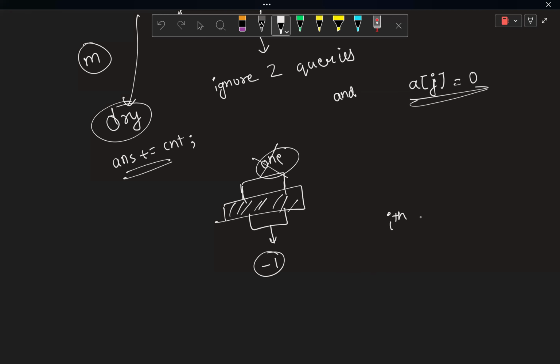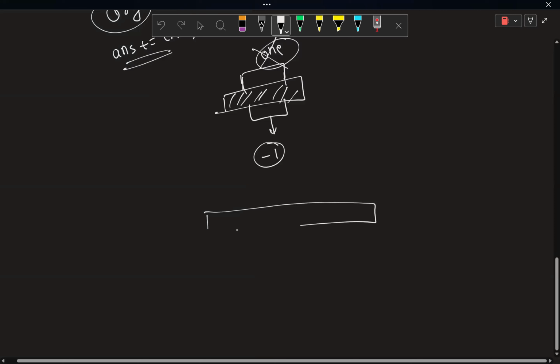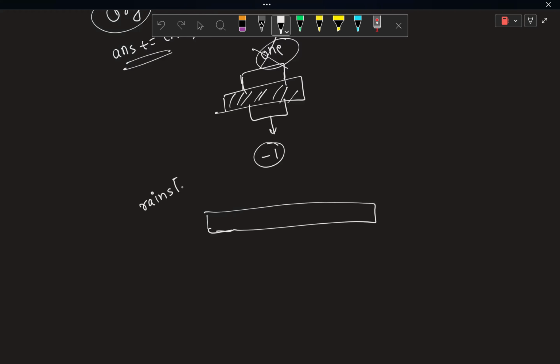So let's say the ith city, or before that, let's have a different perspective. Let's say days I will tell how many days rain happens here. On how many days does rain happen here?